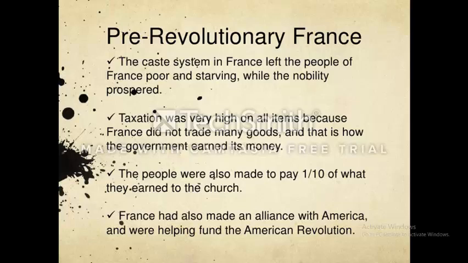Pre-revolutionary France. The caste system in France left the people of France poor and starving, while the nobility prospered. Taxation was very high on all items because France didn't trade many goods, and that's how the government earned its money. The people were also made to pay a tenth of what they earned to the church. France had also made an alliance with America and was helping fund the American Revolution.